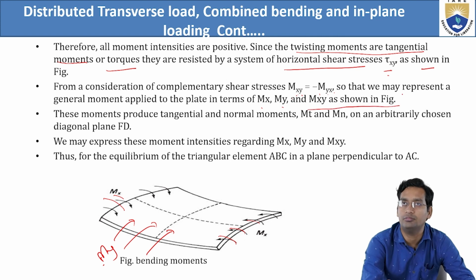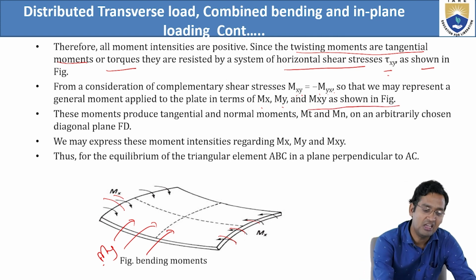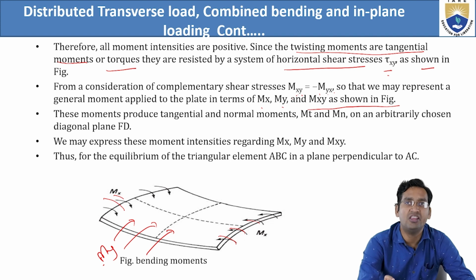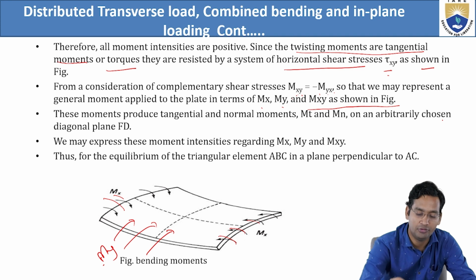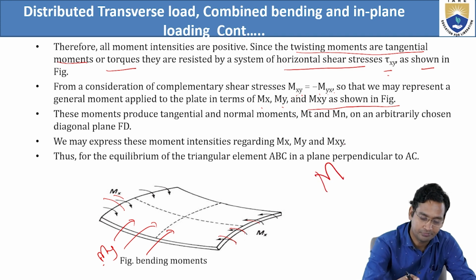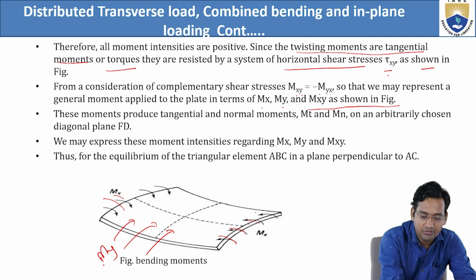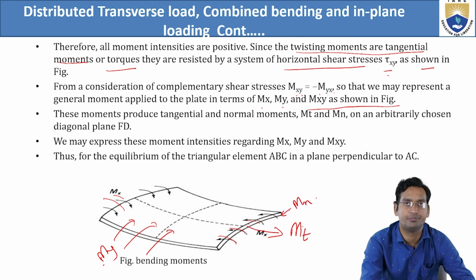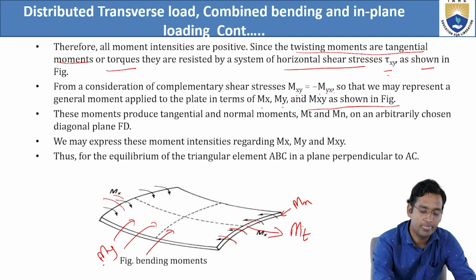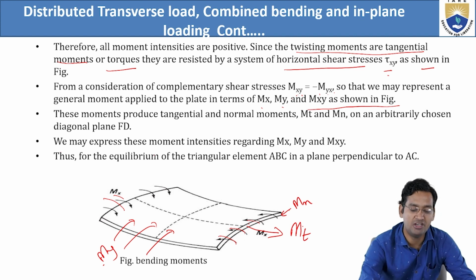So in the figure we will see these moments produce tangential and normal moments, Mt and Mn, on an arbitrarily chosen plane. So now what happened? Like here in this figure, the moment along this one, Mt, will act, and along this, Mn will act. We may express these moment intensities in terms of Mx, My, and Mxy.